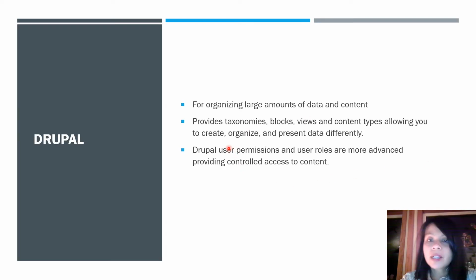Drupal is good for organizing large amounts of data and content. Drupal provides taxonomies, blocks, views, and content types, which allow you to create, organize, and present data differently. Drupal user permissions and user roles are much more advanced, providing controlled access to the content.